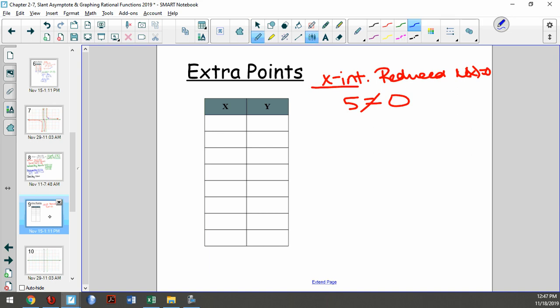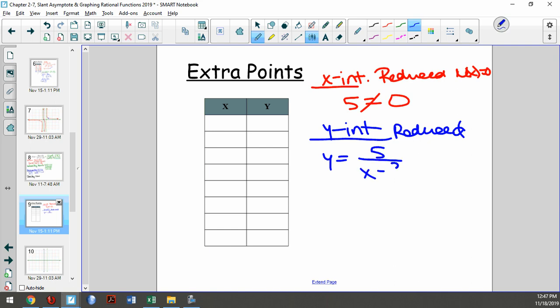Your y-intercept is found by what? So I'm going to take my reduced f of x function. So that's going to be y is equal to 5 over x minus 3. So y is equal to 5 over 0 minus 3, to give me 5 over negative 3. So that means I'm going to have the point 0, negative 1 and 2/3. Yes?